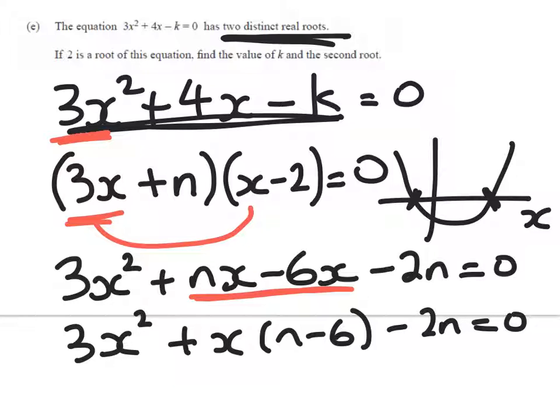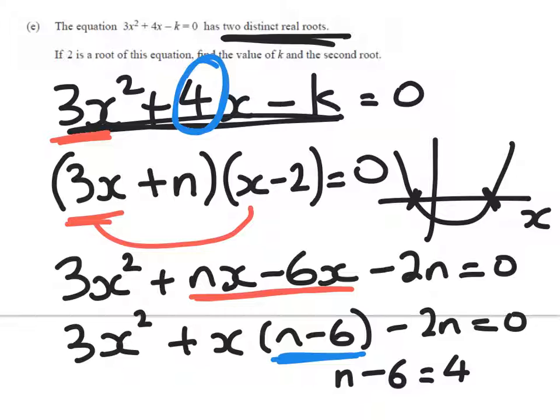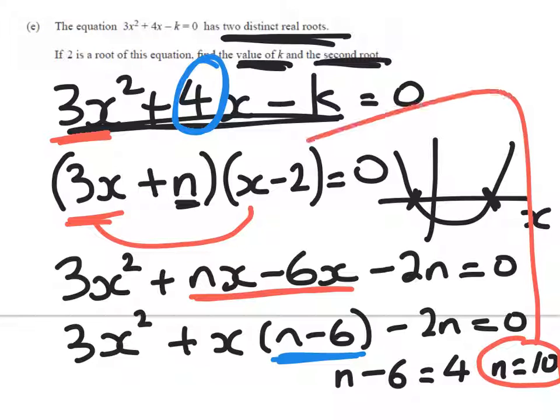Now, matching up the coefficient, we know that the b term in my quadratic must be 4, and that's equal to n minus 6. So that gives me n minus 6 equals 4, or n equals 10. So we're nearly done, except that we're not asked for the value of n, we're asked for the value of k, the constant term, and the second root. So what we're going to do now is take this value and pop it into my factorised form. I'll do that on a new slide.